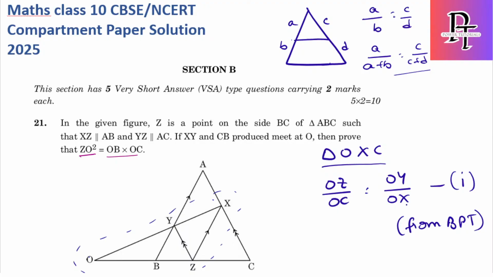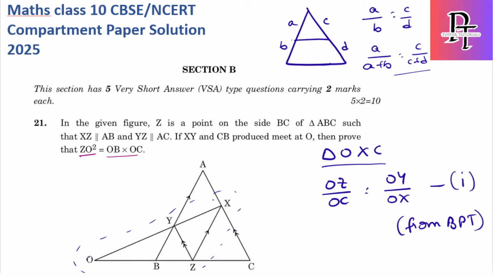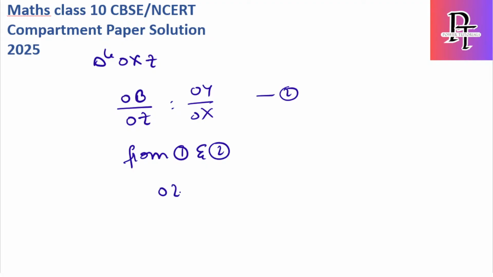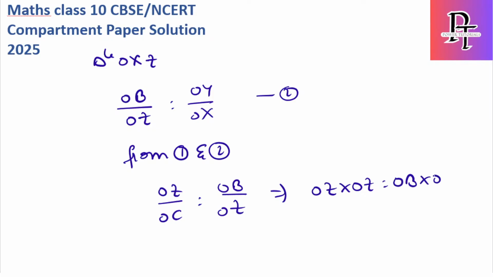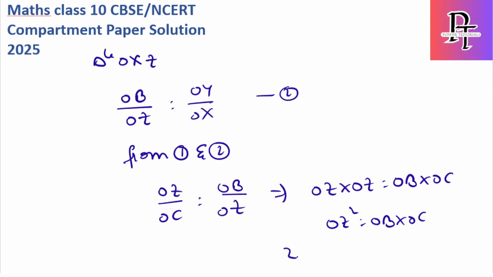Okay, so if you notice OY by OX here, and here it is also OY by OX. So from 1 and 2, what I can write is OZ by OC is equal to OB by OZ. So simply cross multiply, you will get OZ into OZ is equal to OB into OC. OZ and OZ is nothing but OZ square, which is equal to OB into OC. So what they have asked to prove in the question, ZO square or OZ square, both are the same. So the final answer is ZO square is equal to OB into OC.